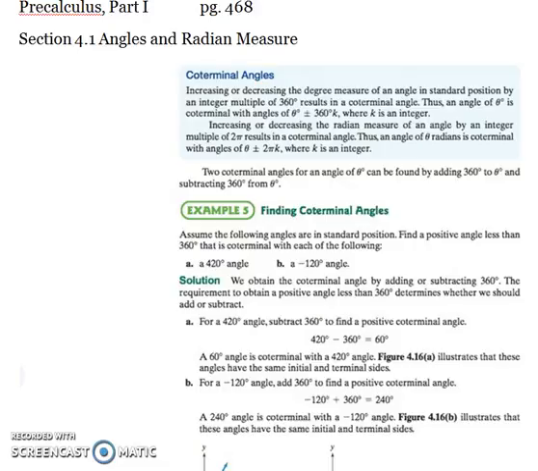This is Pre-Calculus Part 1, Section 4.1, Angles and Radian Measure. Example 5, Finding Coterminal Angles on page 468.